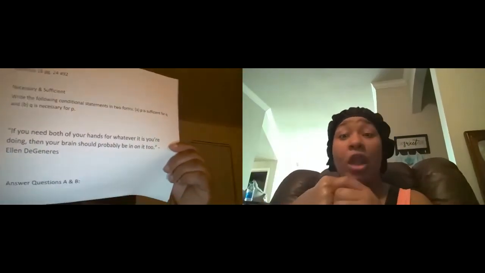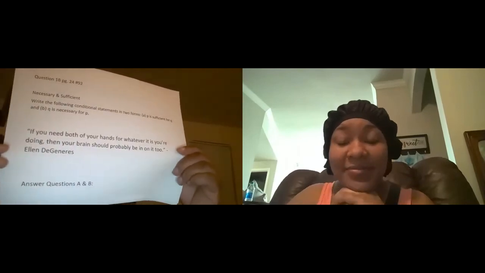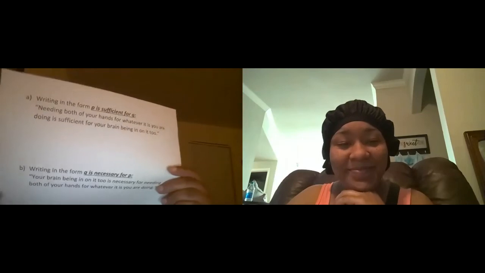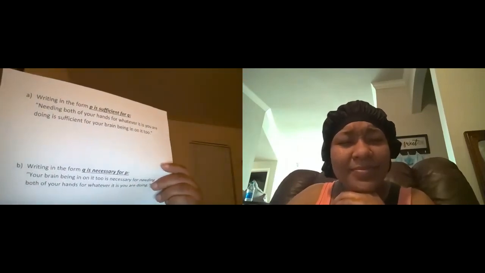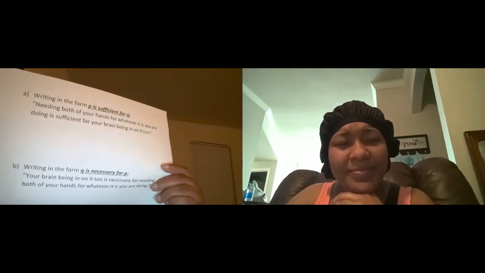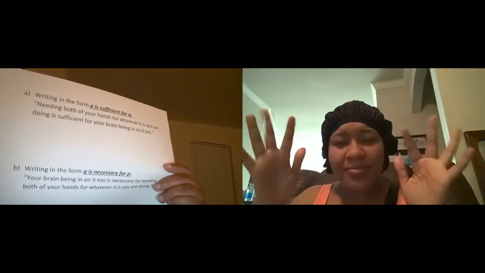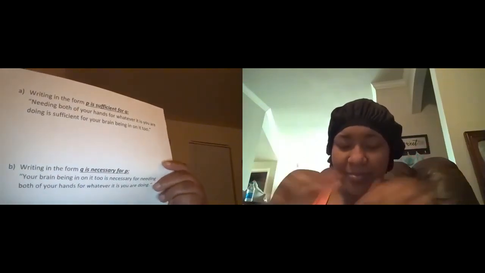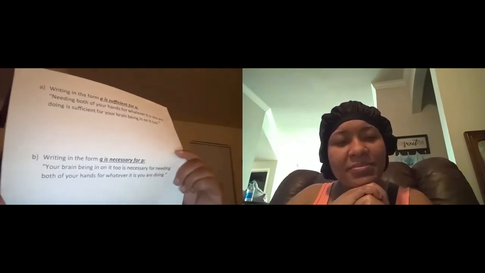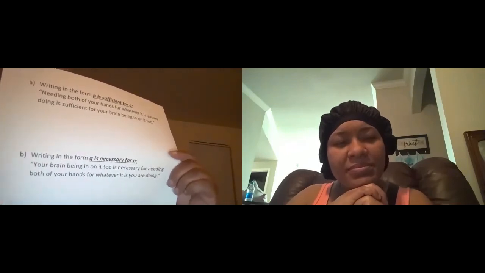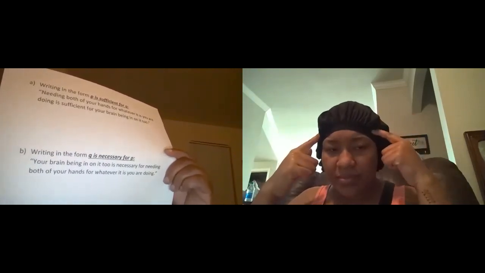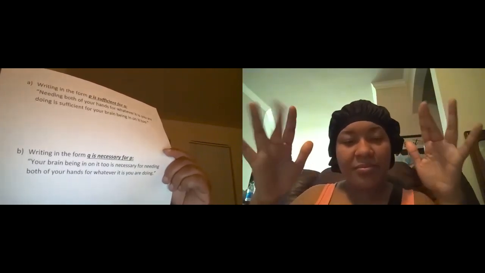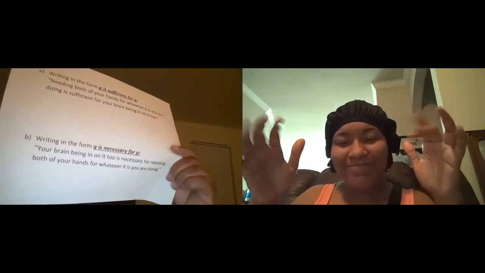Sounds like that's right. Now we're going to answer questions A and B. A, writing in the form P is sufficient for Q, it would go like this: needing both of your hands for whatever it is you're doing is sufficient for your brain being in on it too. And then B, writing in the form of Q is necessary for P would be: your brain being in on it too is necessary for needing both of your hands for whatever it is you're doing. And that's the answer for that question.